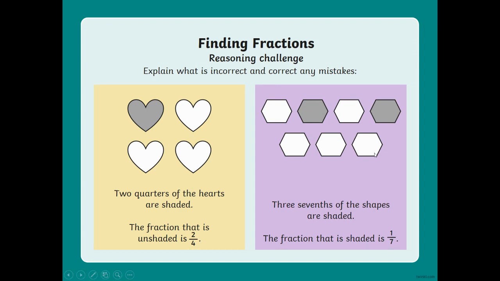Now let's look at these. It says 3/7 of the shapes are shaded. The fraction that is shaded is 1/7. First, I notice that there are 7 shapes. However, how many are actually shaded? 2/7 of the shapes are shaded. And that fraction should say 2 out of 7.